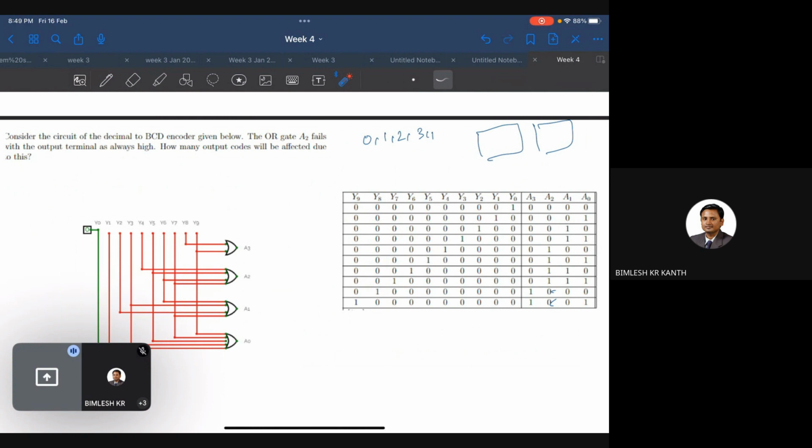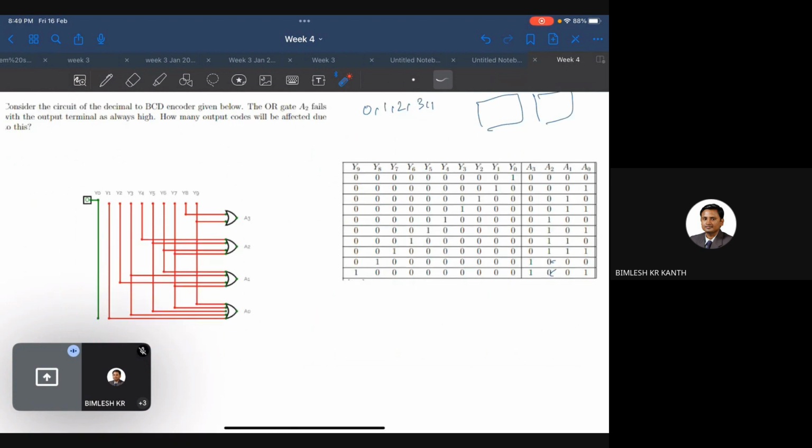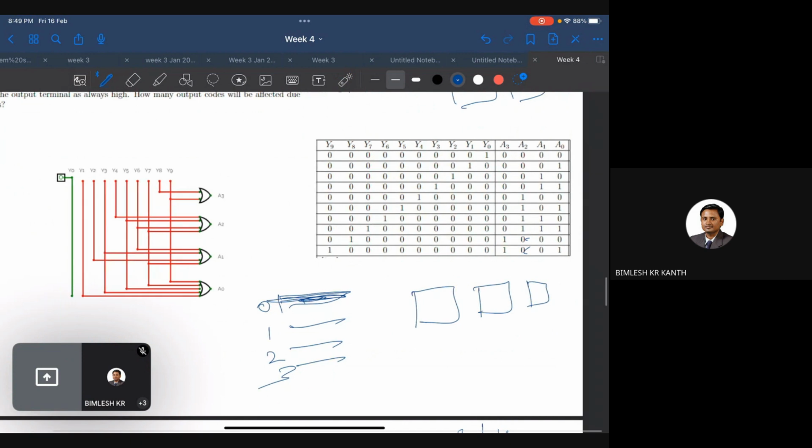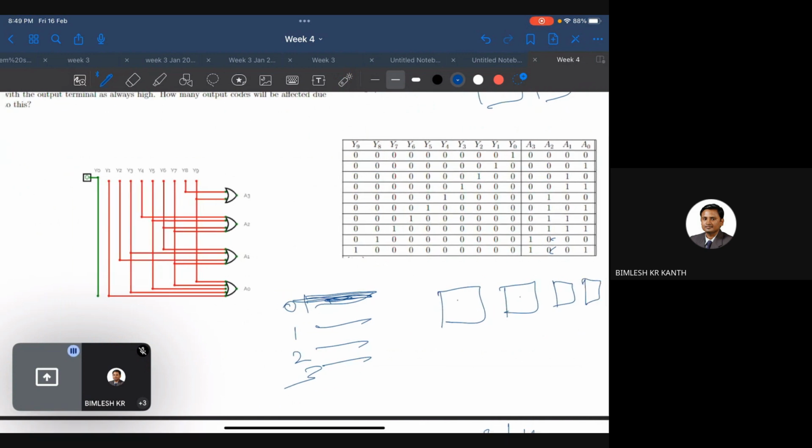Okay, suppose this is 0, 1, 2, 3. So binary. If you select this line, then 0 will be displayed, right? 0 will be displayed when all the bits are 0. Suppose it is 1, then it will be converted into binary, 0 and 1, right? The last bit will be 1.